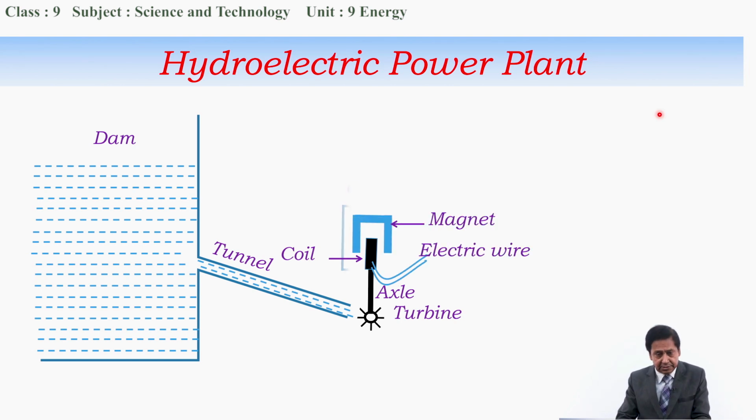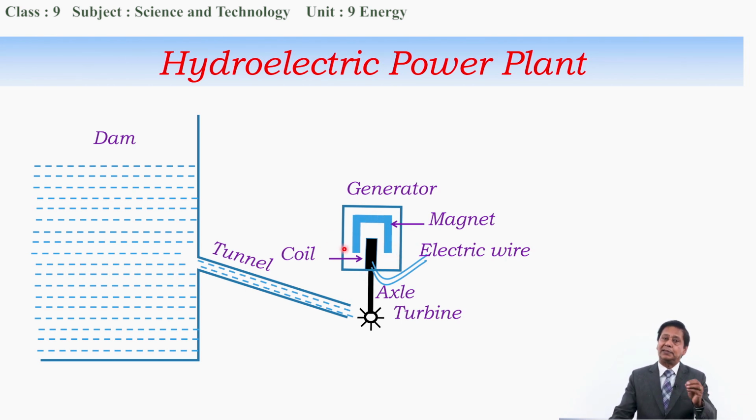Look at this generator. The basic structure of a generator consists of a magnet, and a coil is placed between the north and south poles of the magnet. When the turbine rotates, the coil rotates in the magnetic field of this magnet. That's why electrical energy is produced, and this produced electrical energy is supplied through electric wire. This is the mechanism of the working of a hydroelectric power plant.